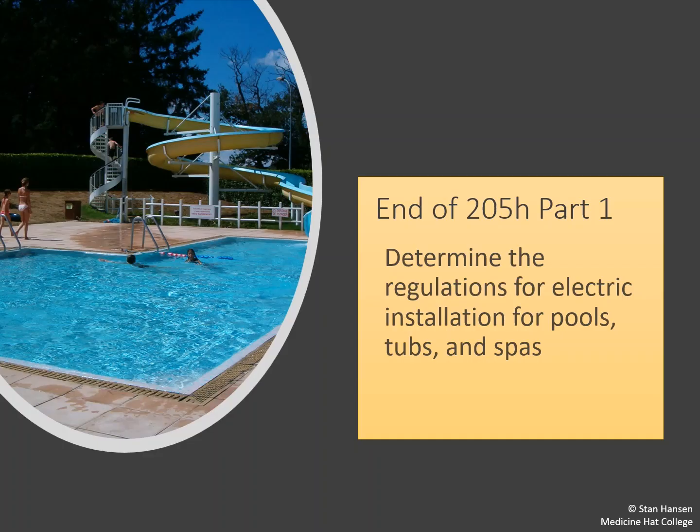We're now at the end of Part 1 for 205H. We've looked at the different regulations for installing electrical around and over our pools and tubs. And also we looked at individual rules that are specific to each different type of installation. Make sure you're reading through this section and you understand the rules, and when you're ready, you can move on to the next video.